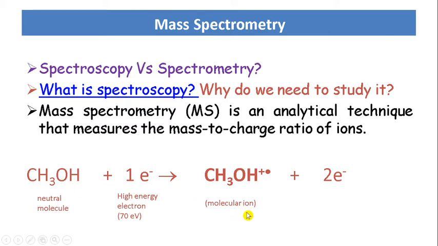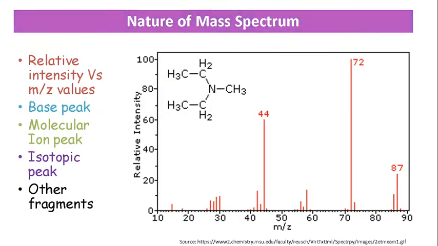So this cation radical is detected by the detector, and the important thing is that the detector only detects positively charged ions, not radicals or anions. Then we get such a mass spectrum. It is a plot of relative intensity versus m/z values. So this is the relative intensity of these peaks.